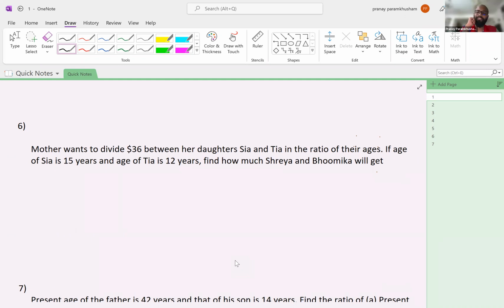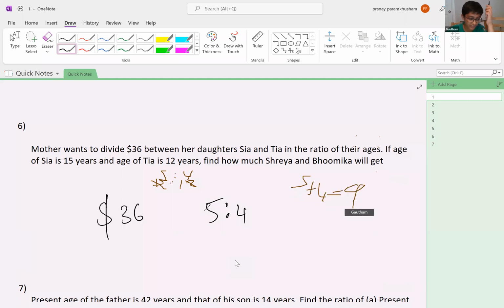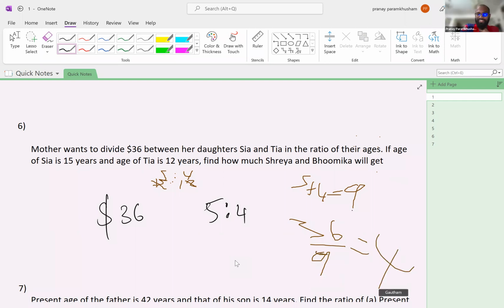What's the ratio of their ages, Gautam? 15 to 12. But when you simplify it, 5 to 4. Yeah. Now from here, you do the same way we have done. Add 5 plus 4 equals 9. And then I think 36 divided by 9 is 4. Perfect.